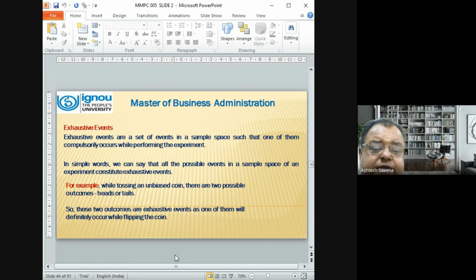But it may rain, it may not rain. In simple words, we can say that all possible events in a sample space of an experiment constitute exhaustive events. For example, while tossing an unbiased coin, there are two possible outcomes, head or tail. So these two outcomes are exhaustive as one of them will definitely occur while flipping the coin.